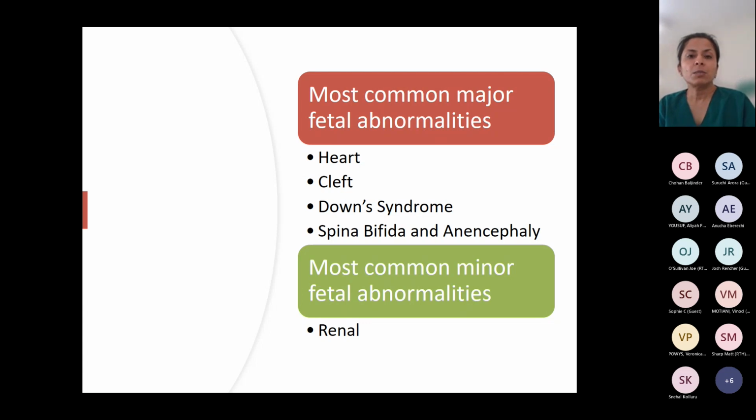Down syndrome is obviously the most talked about and most invested in abnormality in our fetal anomaly screening program currently. And then there is spina bifida and anencephaly. So these are the ones that we would often see. When I say often, the chance is about 1 in 1,000.